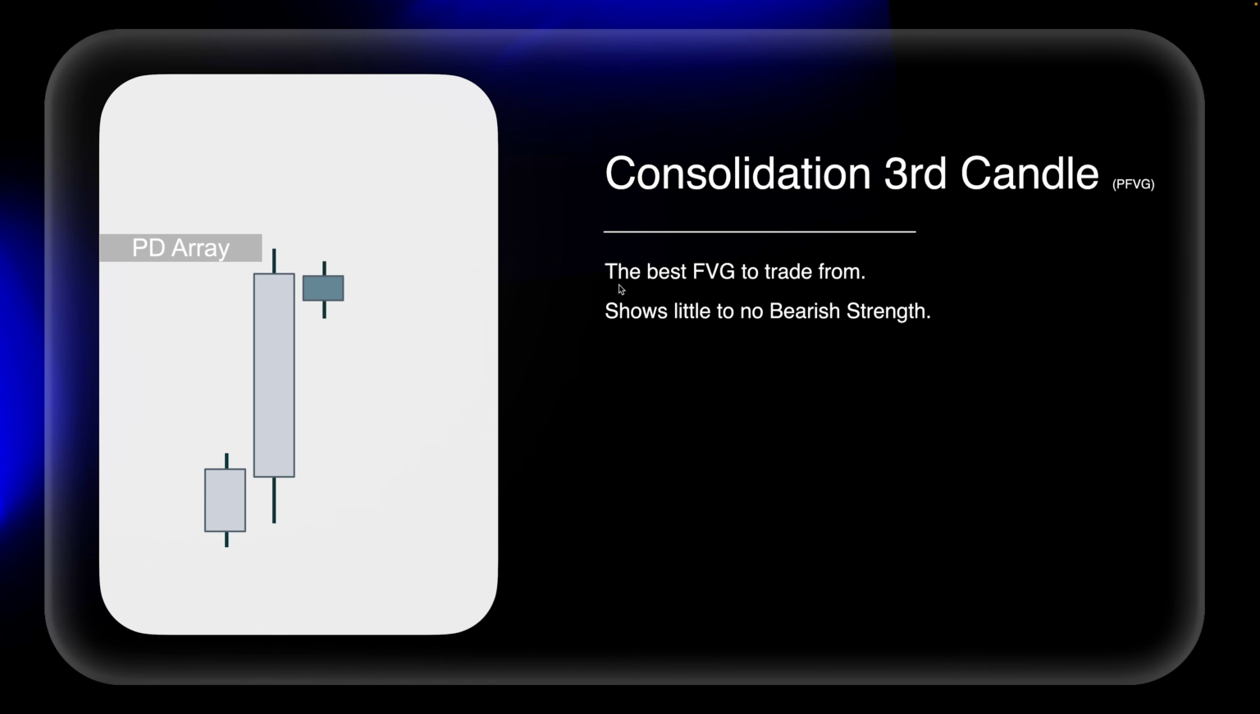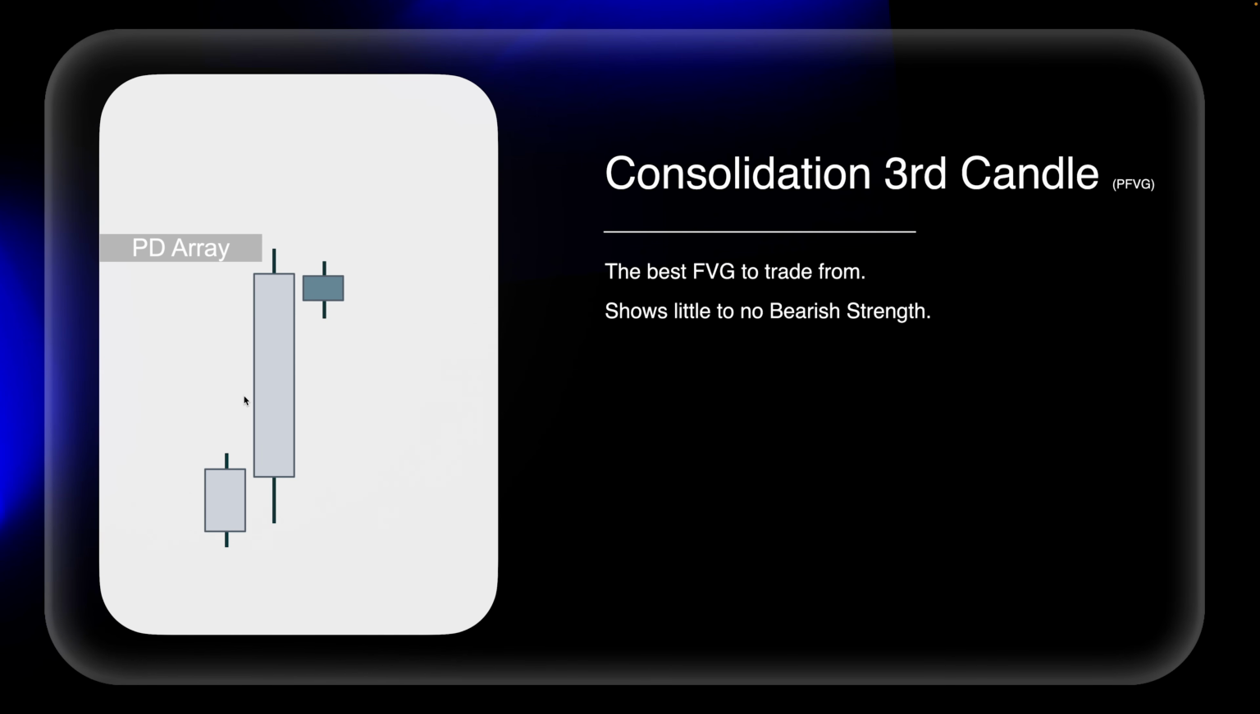This means the following. This is the best FVG to trade from. It shows little to no bearish strength. And of course, if we inverse it again, it shows little to no bullish strength. When we have a fair value gap like this, it means that we have a perfect fair value gap.